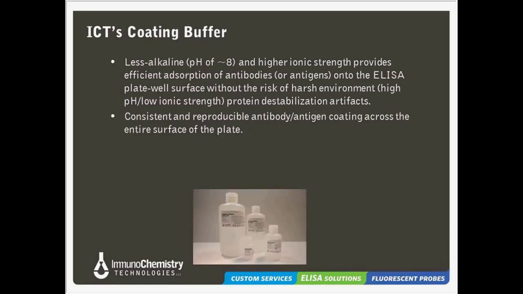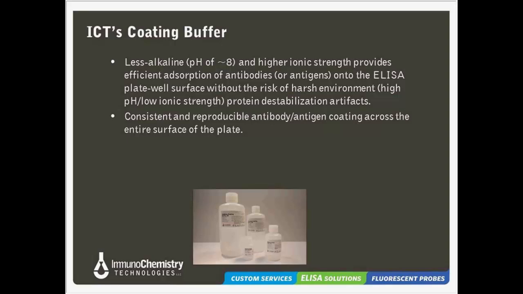Now, we wanted to make a better buffer. If we're going to sell things commercially, it can't just be the original format. We wanted to improve it, and so the plate coating buffers that we sell have a slight alkaline pH, around 8. And we don't try to use low ionic strength because it isn't necessary with today's high binding plate chemistry. You don't have to go to those extremes to get your protein or whatever to stick to the plate well surface.